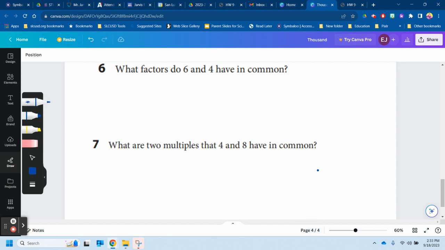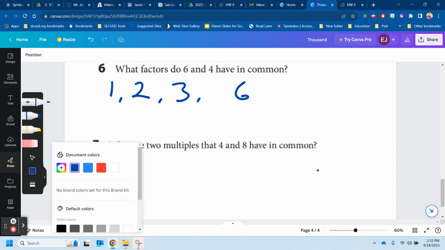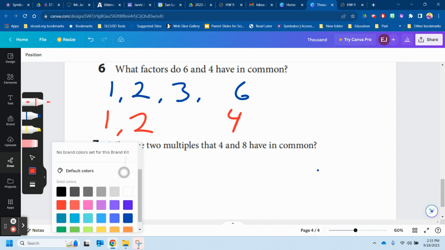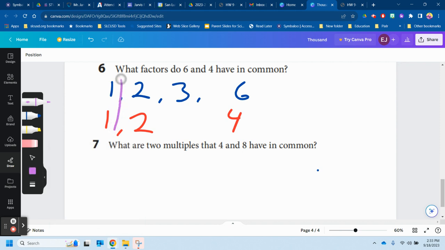So the way to work this out, let's just do our rainbow for 6. 1 times 6 is 6. Is 6 divisible by 2? Yes, it is. 2 times 3 is 6. How about 4? Well, it doesn't work for 4. So now let me do 4 in red. So we do have 1 times 4 is 4, and we have 2 times 2 is 4. So the factors that are common are 1 and 1, and 2 and 2. So the ones that they have in common are 1 and 2.